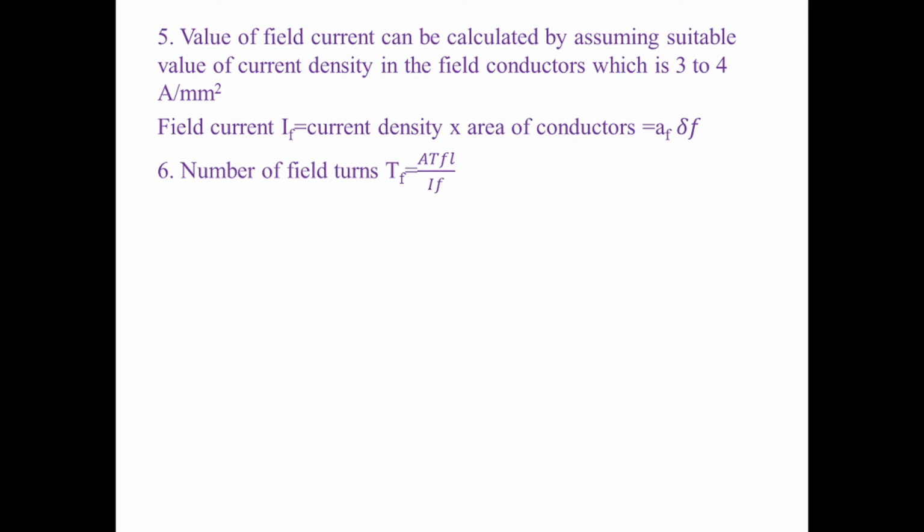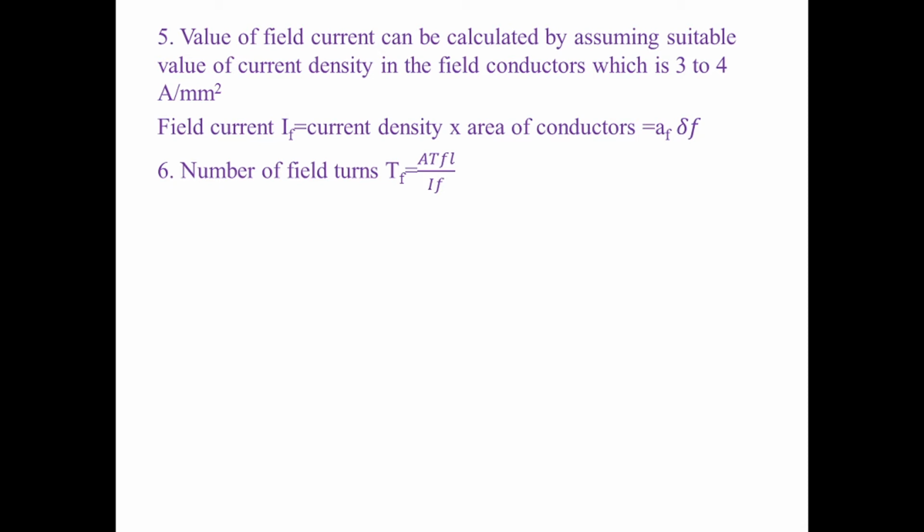Normally the current density in the field conductor is assumed, around 3 to 4 amps per millimeter square. Based on the assumed current density, we calculate the field current. Field current IF is equal to current density times area of the conductor, that is IF = AF × delta F, where delta F is the current density and AF is the area of the conductor.